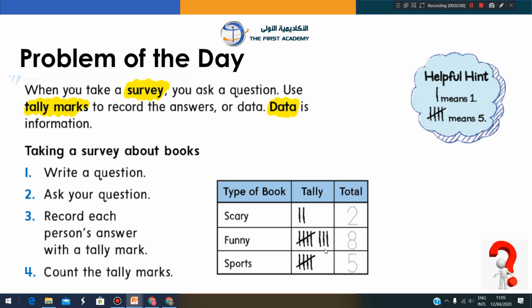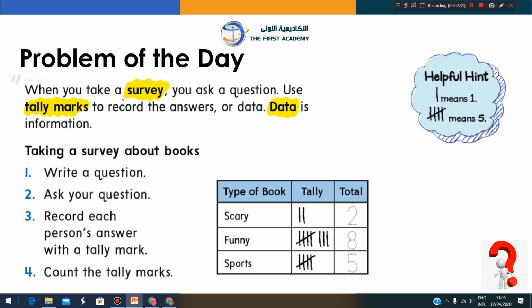Okay, so here we are with the problem of the day. When you take a survey, you ask a question. Use tally marks to record the answers or data. Data is information. So we have three main words that are highlighted: survey, tally marks, and data. These are the most important things that we are learning today.